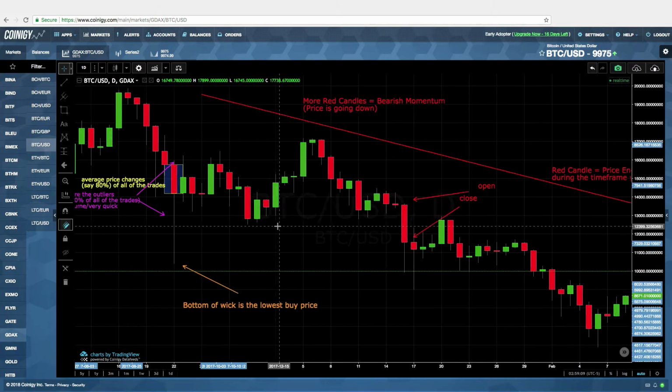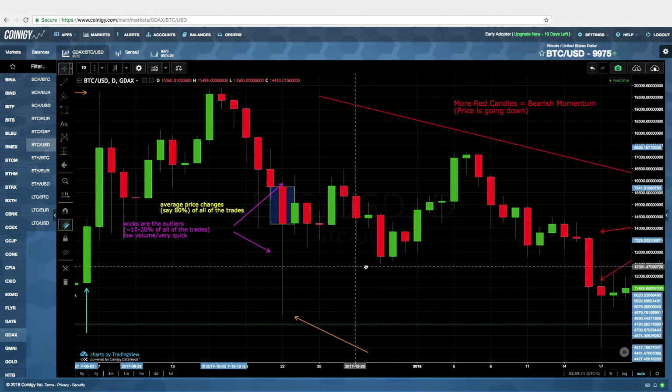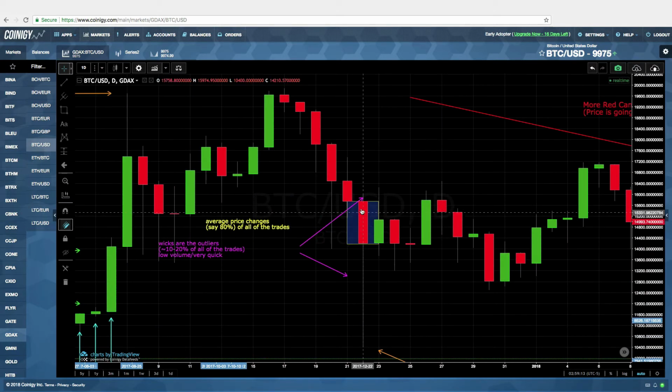Now let's just zoom in so we can get a better picture of the next thing that I want to go over, which is this right here. This is one candlestick, for one day. The big part of the candlestick represents the price, say 80%, the average price changes during that time frame. So around 80% of the trades, maybe more, were all within this price range right here.